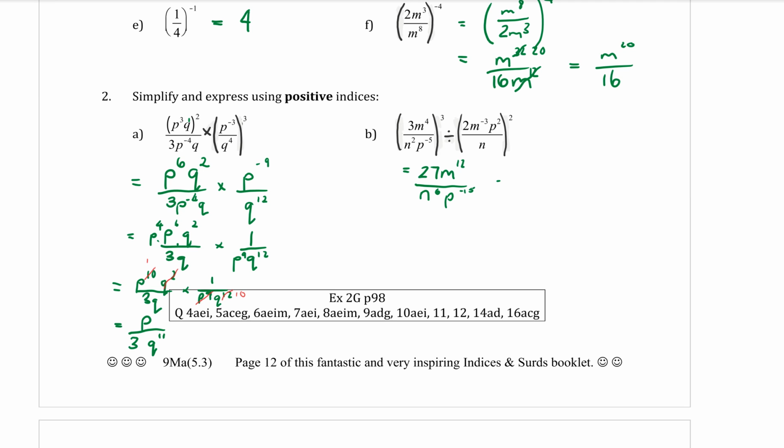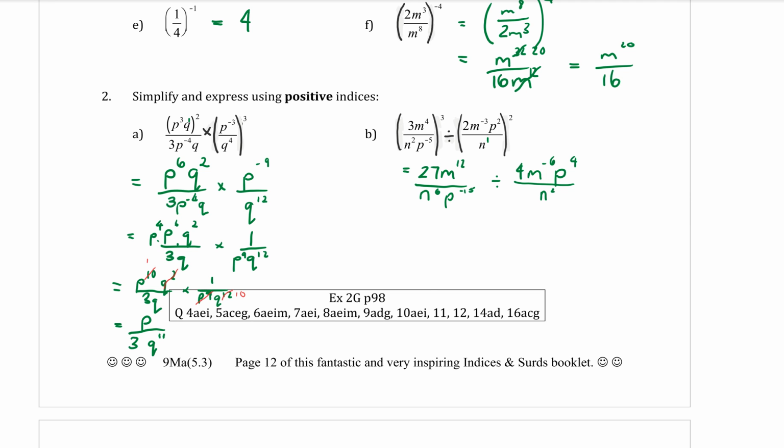Divide. We have a divide this time. We're just expanding brackets. We'll deal with the divide later. Everything in the second bracket has to be squared. So 2 squared is 4. And multiplying the powers. Minus 3 times 2 is minus 6. Now the P. 2 times 2 is 4. On the bottom, that's an n to the power of 1 currently. So 1 times 2 makes n squared.